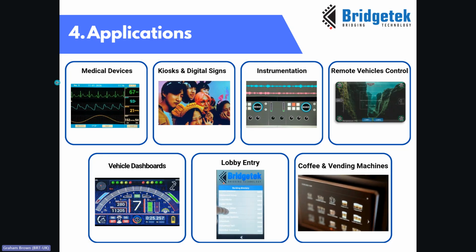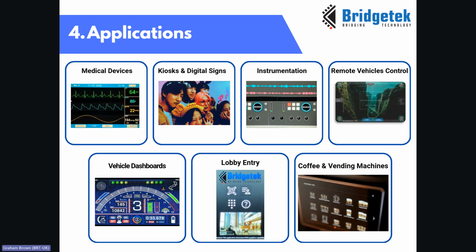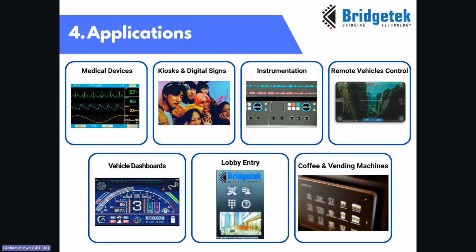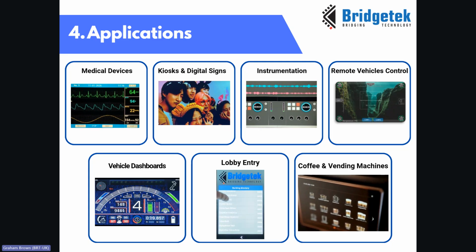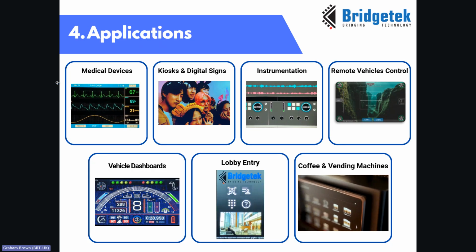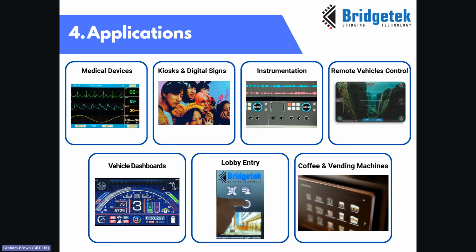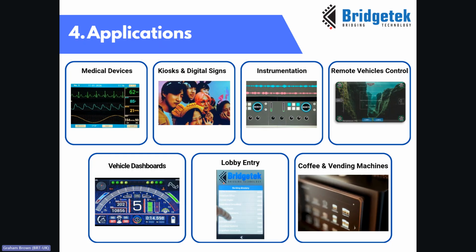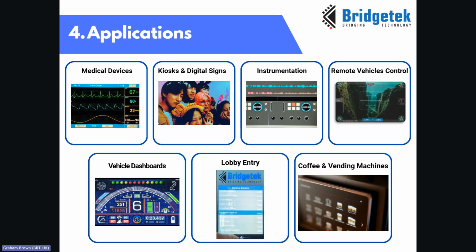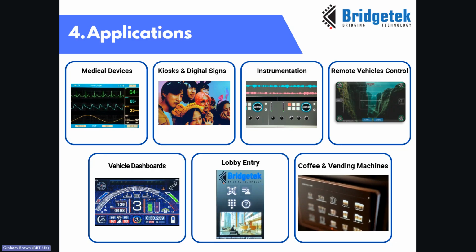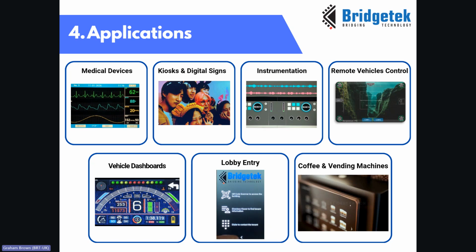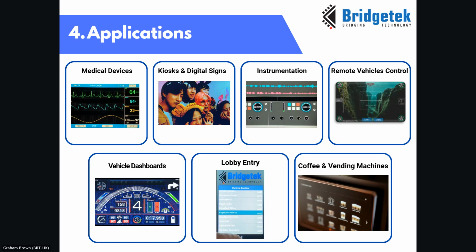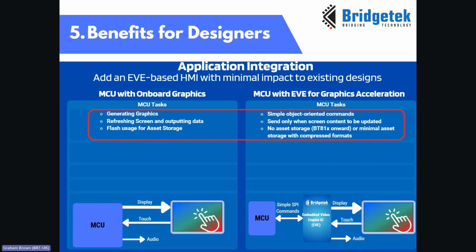Remote vehicle control, where with our BT820, you can even incorporate live video into your UI with touch controls overlaid. Vehicle dashboards, such as this Formula One dashboard shown here, where you can have a large number of dynamic gauges and controls being animated at the same time. Things like lobby entry systems, where you can combine live video from cameras with stylish user interfaces and directory systems. And things like coffee and vending machines, where you can enhance the user experience. And really almost any other application as well.